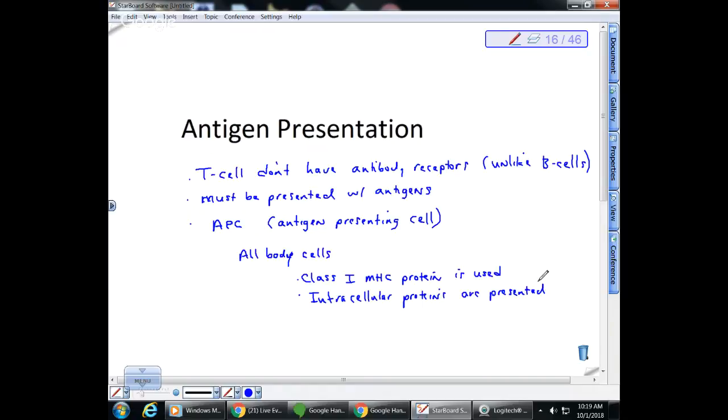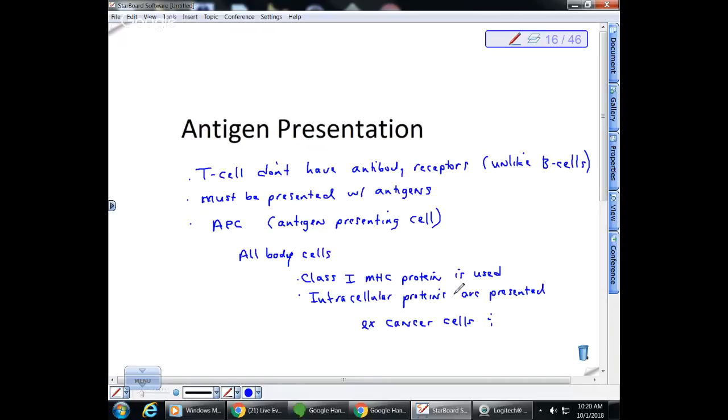This is actually the mechanism by which a cell that has become cancerous can be detected by the immune system. One of the things that is interesting about cancer cells is that their DNA gets activated, and they start producing proteins that are not normal. Through mutations, the proteins can become abnormal. And so cancer cells can present, using their class 1 MHC proteins, intracellular proteins that are abnormal, and then the immune system can attack those cells. An example would be cancer cells.